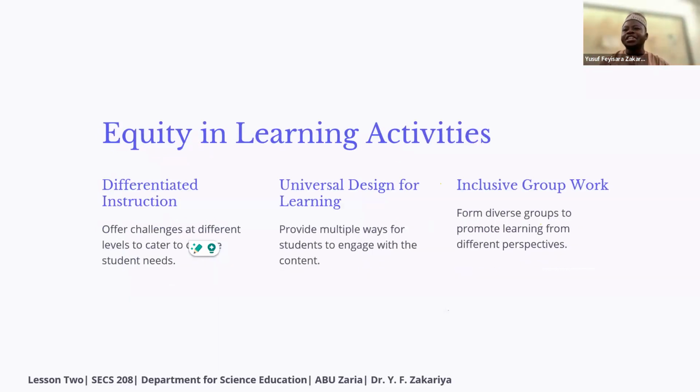Lastly, how can you maintain equity in your design? You can employ differentiated instruction. You can use universal design for learning, and you can use inclusive group work, where at least you will be able to carry more than 90% of everybody in your class along. So this is very fundamental when you are talking about inquiry-based learning.